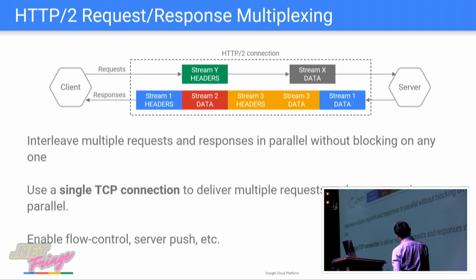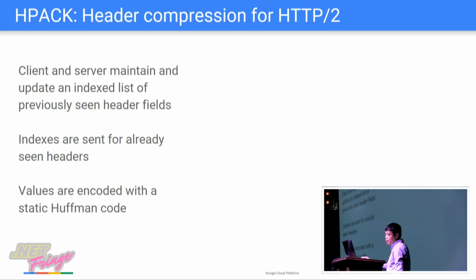You can see the stream 1 data can be sent after stream 3 data. When there is HOL blocking, it must wait. Stream 3 must wait. And this is using a single TCP connection.